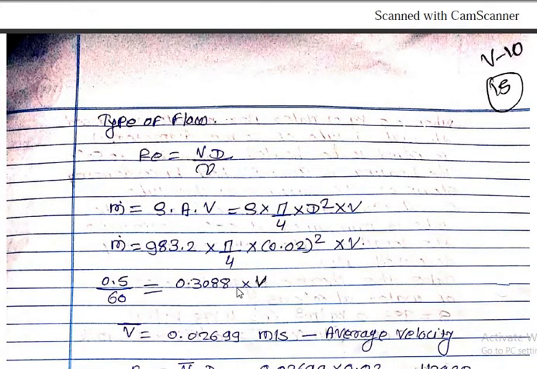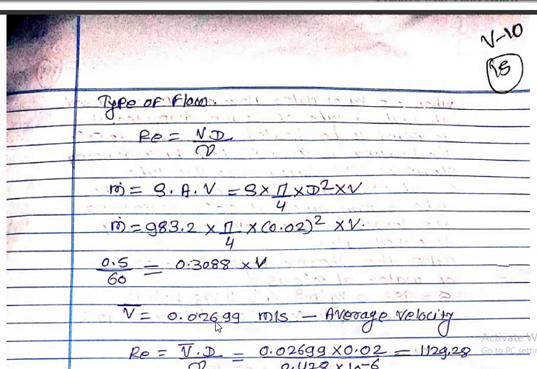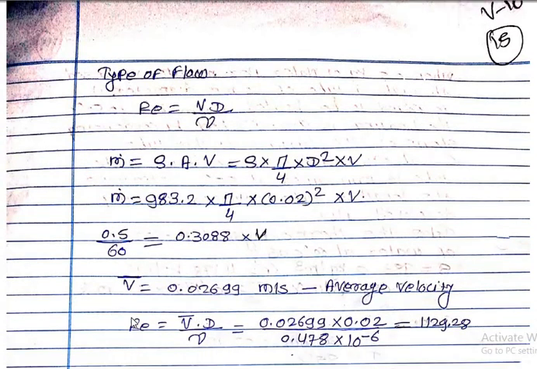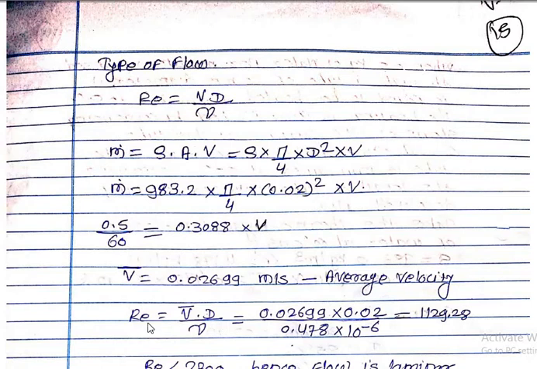So this particular value will be considered as the average velocity. So v bar, that is nothing but average velocity, is equal to 0.02699 meter per second. That will be the average velocity. So average Reynolds number can be determined. Re is equal to v bar multiplied by d divided by nu, where v bar is the average velocity, d is the diameter of the tube, and nu is the kinematic viscosity.